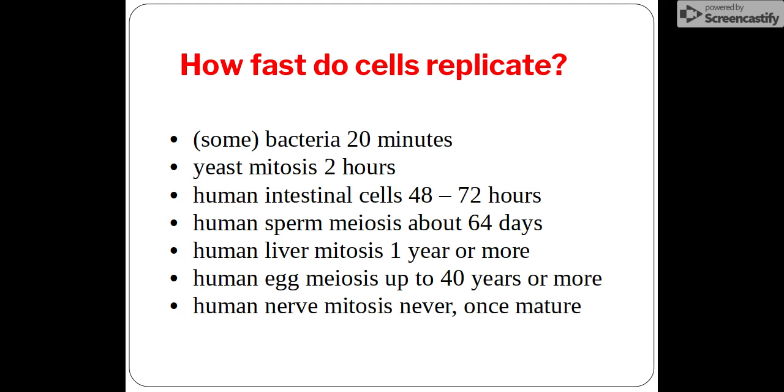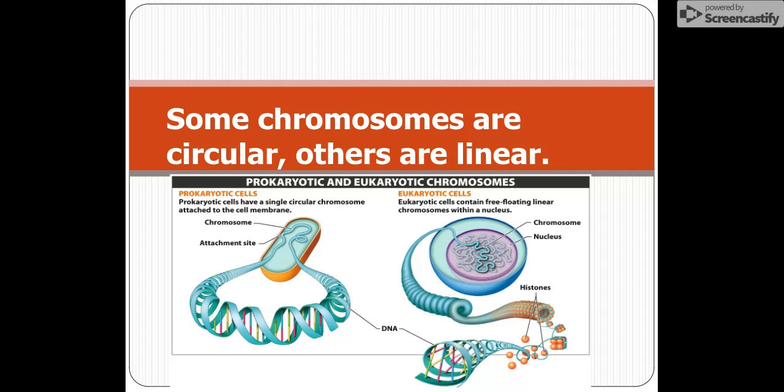Liver, 1 year, which is why if you get damage to your liver, it takes a long time for that recovery to happen. Human eggs are really interesting. When you are born as a female, you have all of the eggs that you will produce in your whole life. And so you're really not doing that meiosis throughout your lifetime there. And then nerves, for the most part, once those develop, you don't replicate them anymore. That whole process is done.